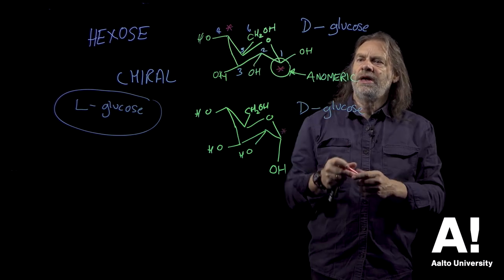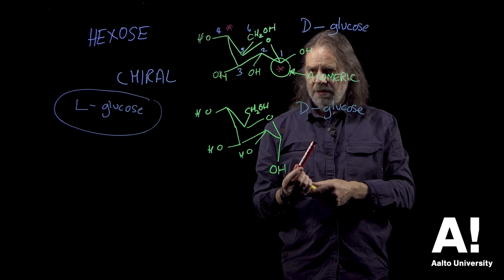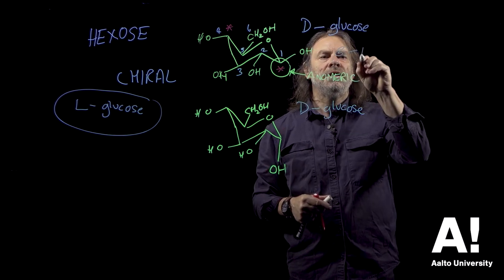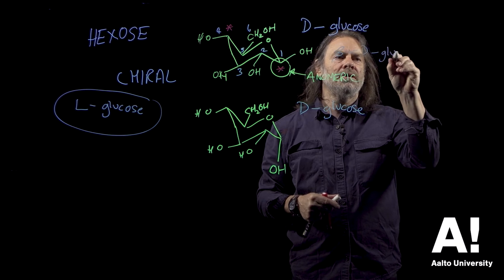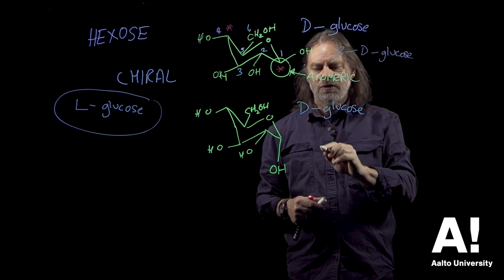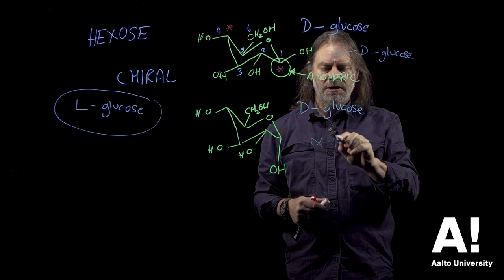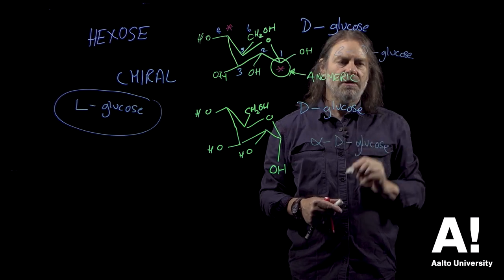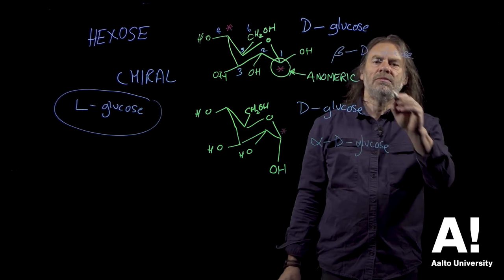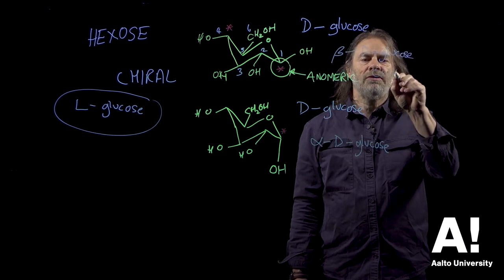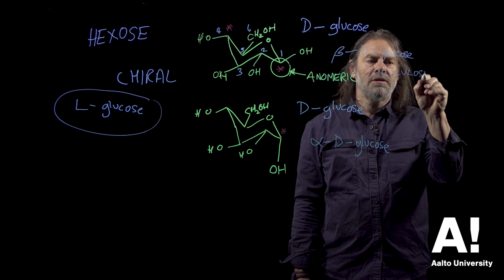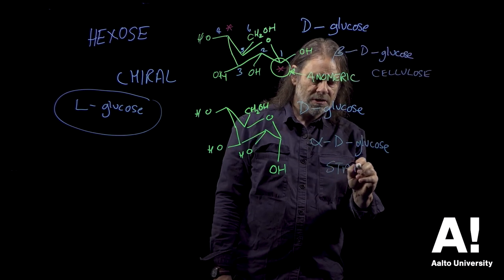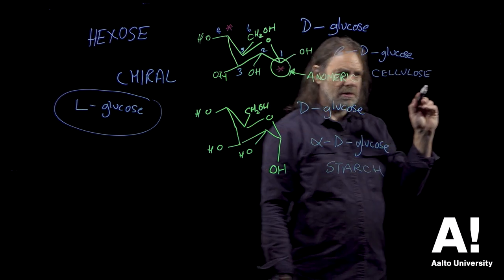Now, this form here is given the name beta D glucose. And this form is called alpha D glucose. And we only get the beta form in cellulose. We don't get the alpha form. The alpha form you get in starch. Okay?